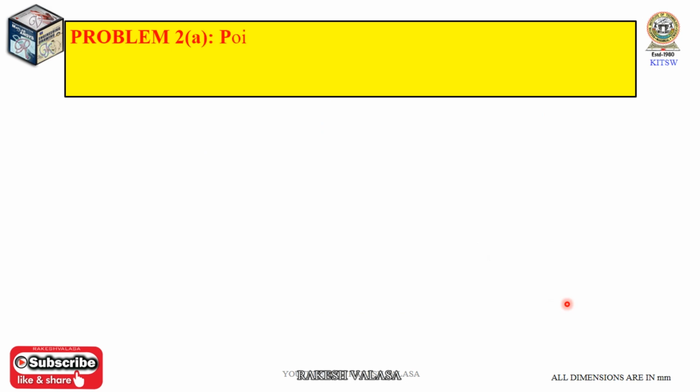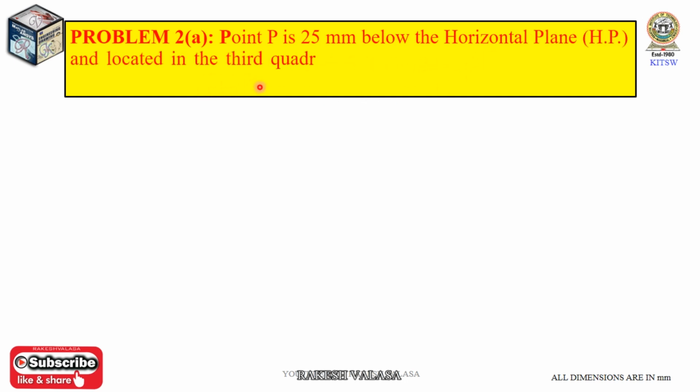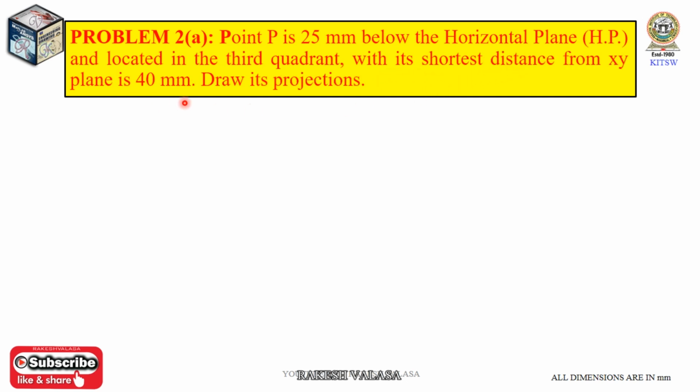Okay, second bit, that is 2a. Point P is 20 mm below the horizontal plane and located in the third quadrant with its shortest distance from the XY plane being 40 mm. Draw its projections. Okay, this is the problem related to shortest distance. We can see the shortest distance only on the profile plane.